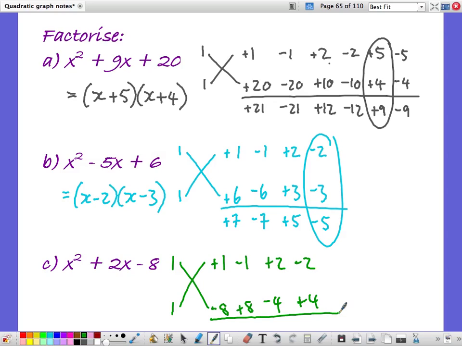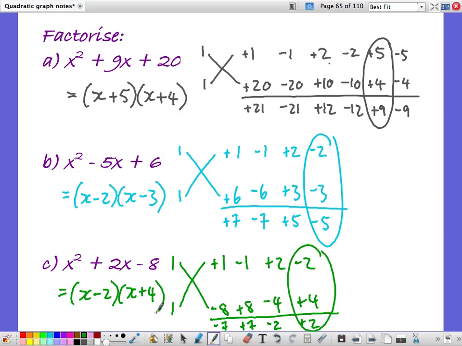So plus 1 minus 8 gives us minus 7. Minus 1 plus 8 gives us plus 7. Plus 2 minus 4 gives us minus 2. Or minus 2 plus 4 gives us plus 2. And the middle term is plus 2, so it has to be this last combination. And so this one factorises as x minus 2, x plus 4. Try to expand these and you'll see how it works, and try a few of your own.